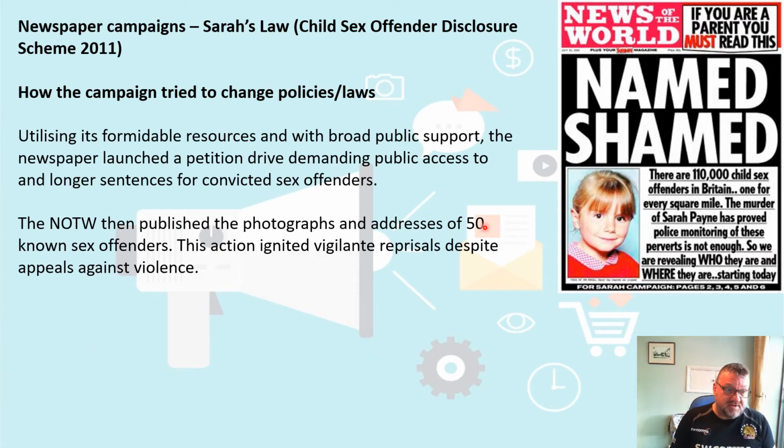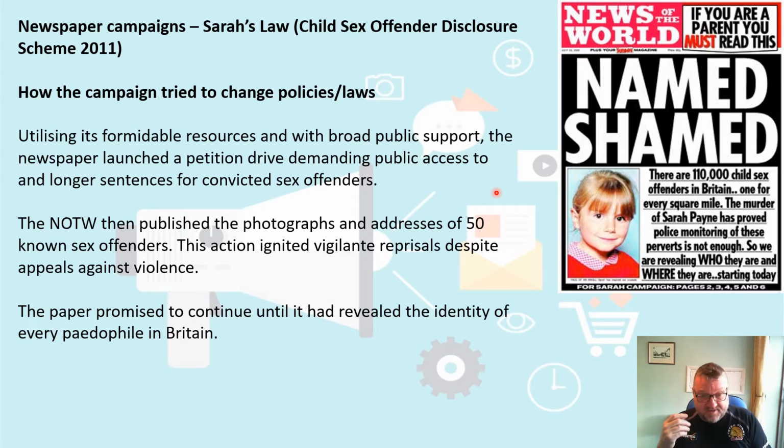So the News of the World then published the photographs and addresses of 50 known sex offenders, and this ignited vigilante reprisals despite appeals against violence. And the paper promised to continue until it had revealed the identity of every paedophile in Britain. So what the News of the World said is, just like here, we're going to give you 50 names and addresses of paedophiles, and we're going to keep going every week until we have published all 110,000 of them. In other words, what they were trying to do was give the public access to the list of paedophiles via the back door.